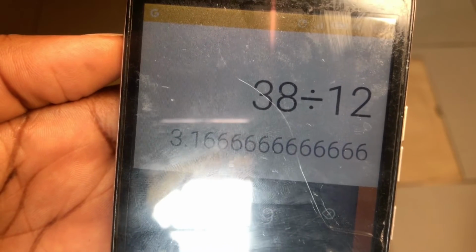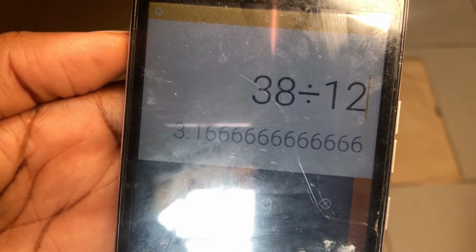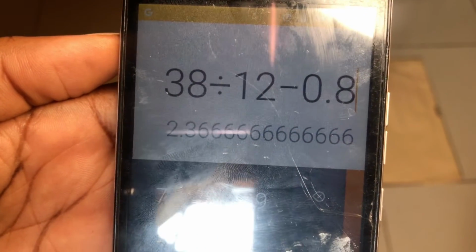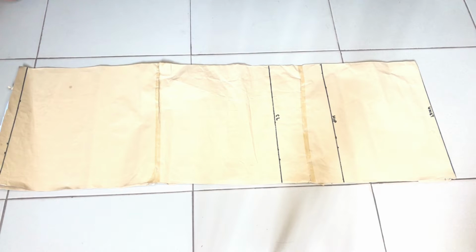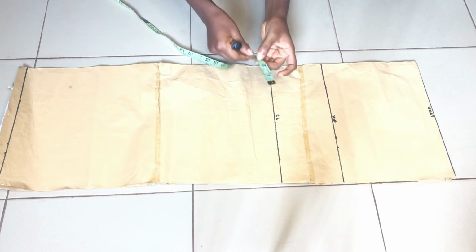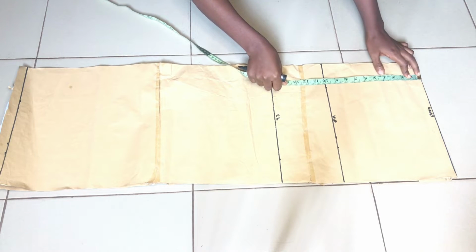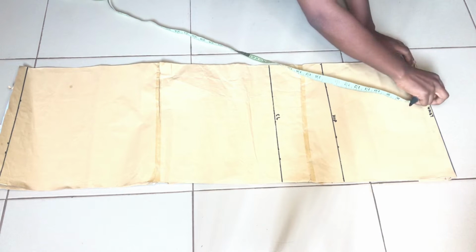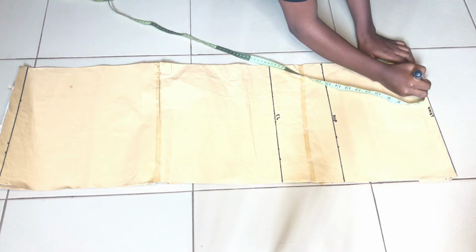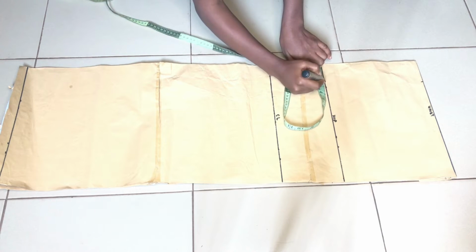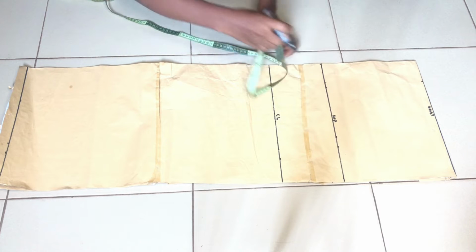So to determine my crotch extension line, I'm going to use my hip measurement divided by 12 minus 0.8. I have 2.3, so I'm going to approximate it into 2.5. So on my waistline, I'm going to mark the 2.5. On my hip line, I'm going to mark the 2.5, and on my crotch line, I'm going to measure the 2.5, because we are trying to get our crotch extension line. We already have our crotch line, which is 15.5.